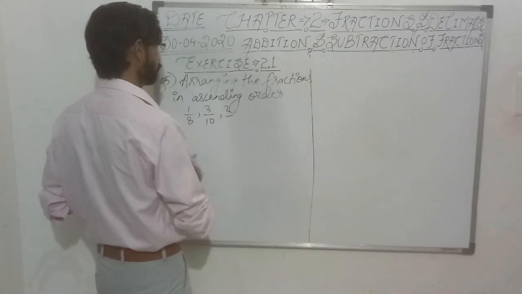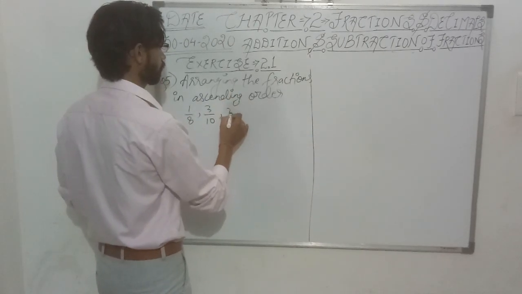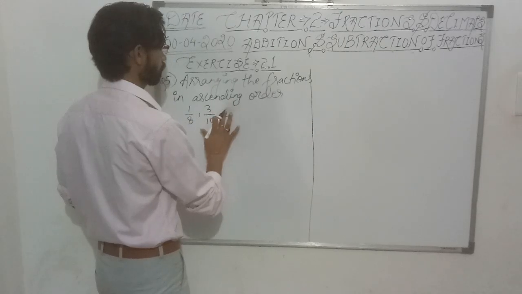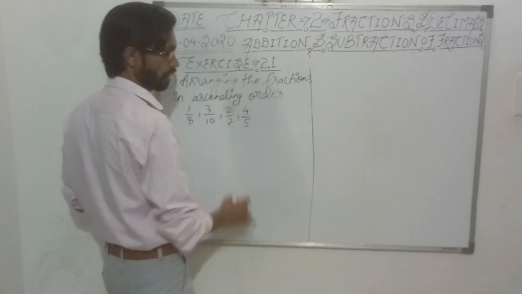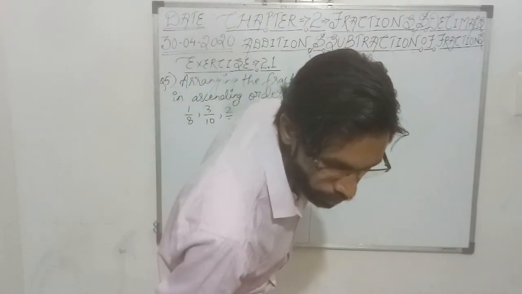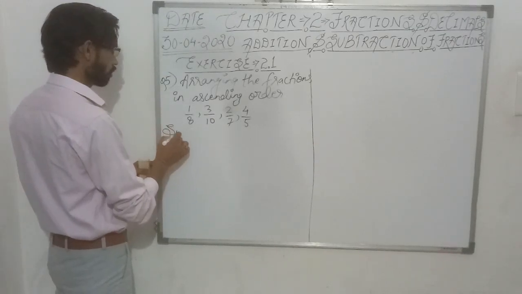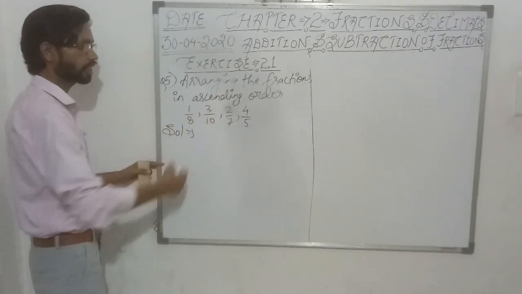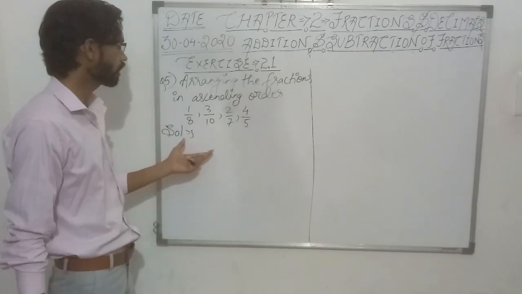2 by 7, 4 by 5. So let us check once again. Yeah, the question is correct. Alright, so the question is saying we have to arrange these fractions in the ascending order. Okay, so it is also very easy.